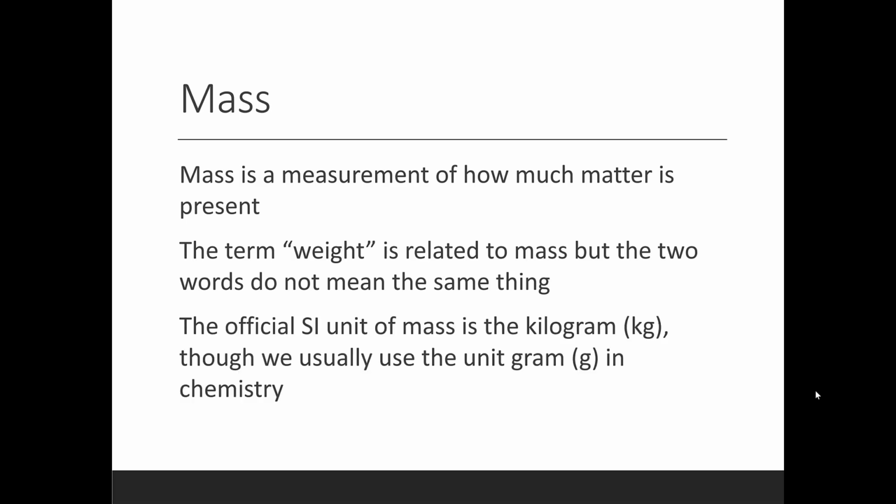The official SI unit of mass is the kilogram, although we will usually use the unit gram in chemistry because that's the metric base unit. That's the metric standard, but it's not the SI standard. So SI is like the next level of scientific everything. So the kilogram is the SI unit, but we are usually going to use grams. And we will measure mass with a balance.